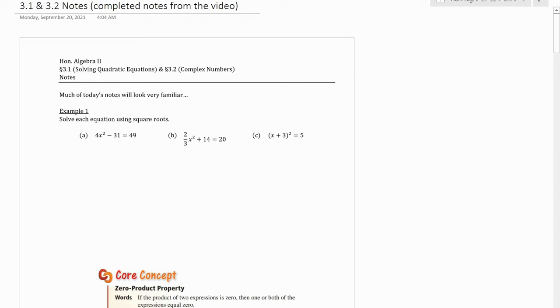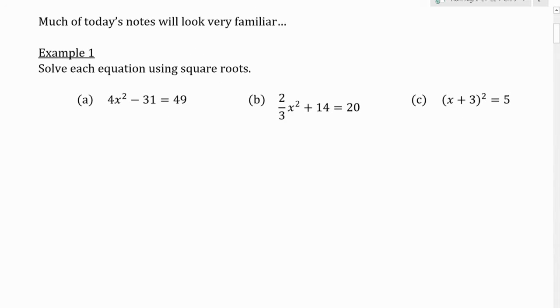Okay, today we're going to cover two sections from the book, but one of them we've already covered, so it's really not anything new, I guess, because we already talked about it. So let's just get to it. We're going to solve each of these.